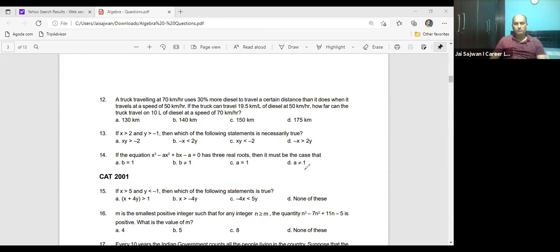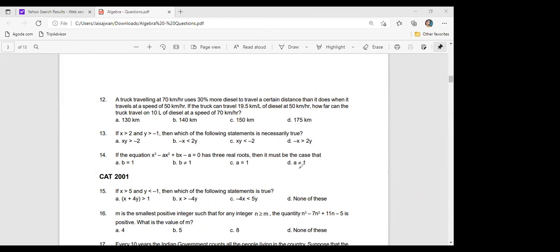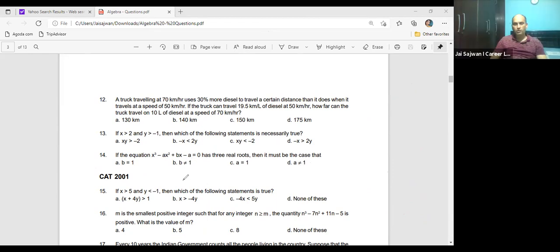Why not d? I can put d is equal to 1. Look here, a is equal to 1. You can write x cube minus x square plus bx minus 1 is equal to 0. If I'm keeping b is equal to minus 1, just look at this.